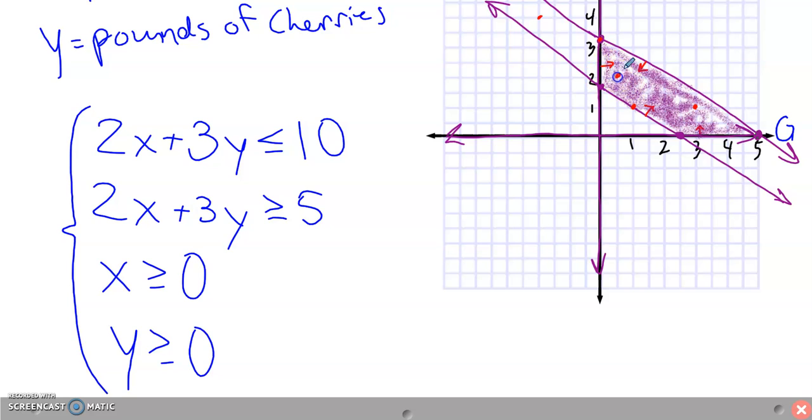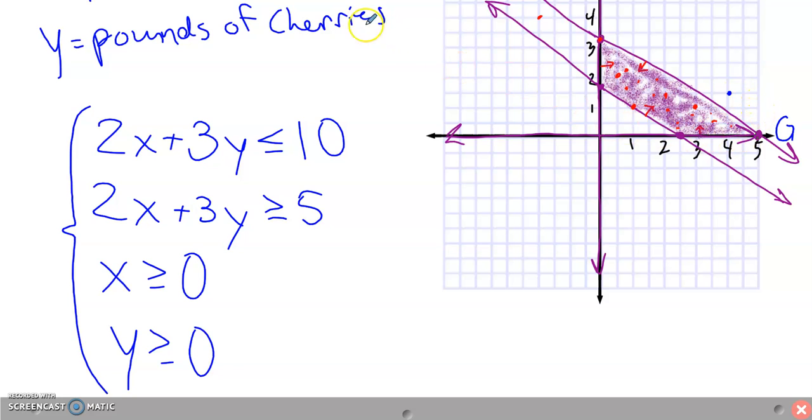And so you can see any point I pick here will be a correct solution to this system. So this is a picture of all the possible solutions. And you'll notice anything outside this region is not a solution. So I cannot buy 4 pounds of grapes and 1.5 pounds of cherries because I would be spending too much money.